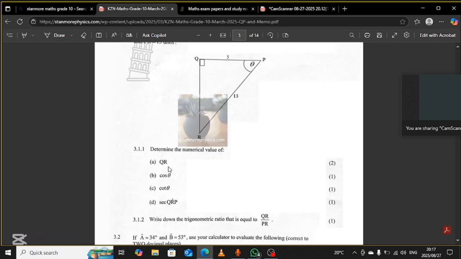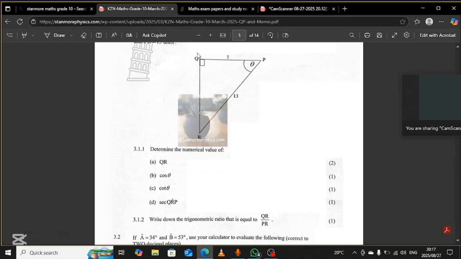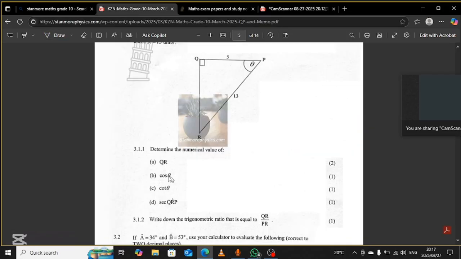Your QR was that, and now you're supposed to determine the numerical value for cos theta. I want to see your solution. The adjacent side is 5 over 13, which is also correct. And let's see this one, cotangent, so it's supposed to be 5 over 12. Let's see, 5 over 12, okay, correct.